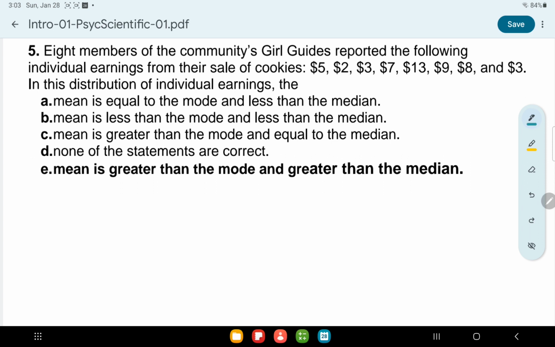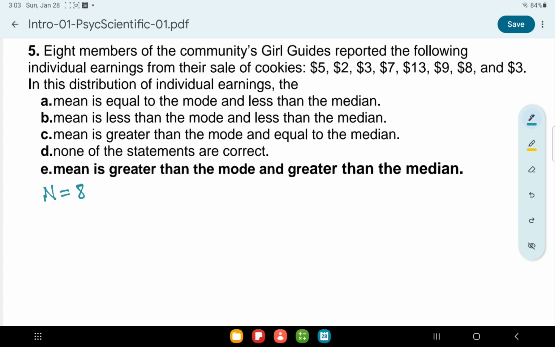And to indicate these 8 members, we will use the symbol n. Okay, n equals 8. That's, the n refers to the size of the sample. In this situation, 8 members. Okay, 8 individuals. Their respective earnings: $5, $2, $3, and so on.